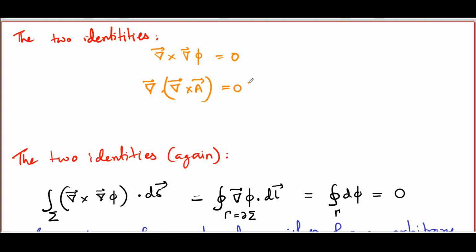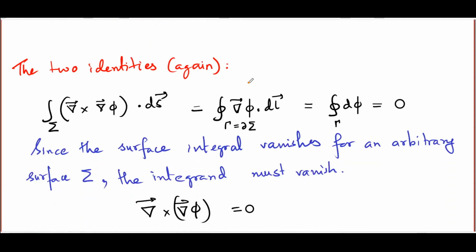Now, grad phi dot dl, by the definition of gradient of phi, is simply d phi, the infinitesimal change in phi. And when you go all the way along a closed loop gamma, the net change in phi over this closed loop has to be 0, because phi has to return to its original value when you're back at the original point. So over any arbitrary surface whatsoever, the integral of curl of grad phi has to vanish. And since this surface is completely arbitrary, the integrand here must be 0, that is, curl of grad phi must be 0.